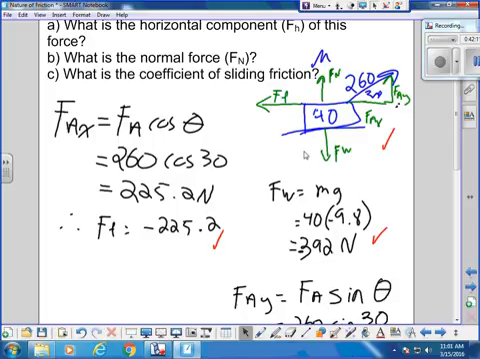Yeah, so you'll see steel on steel, it starts at 0.74. Glass on glass is 0.94. Those are just examples, really. Okay, I'm done yakking.